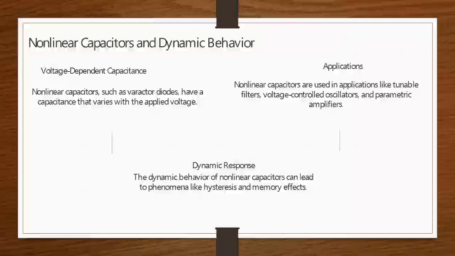The first one is voltage dependent capacitance. Nonlinear capacitors such as varactor diodes have a capacitance that varies with the applied voltage. The capacitance varies with the voltage which we apply from the source. Applications: these nonlinear capacitors are used in filters, voltage controlled oscillators, and parametric amplifiers.